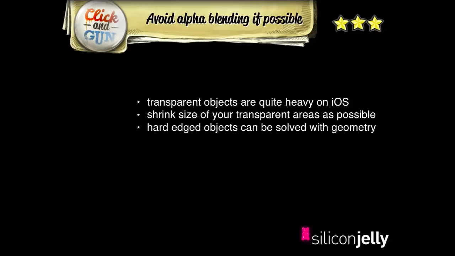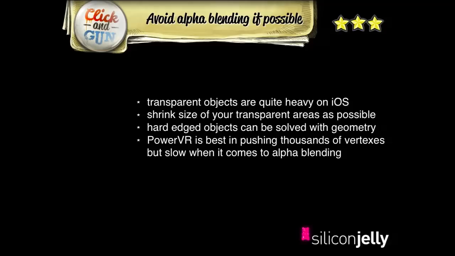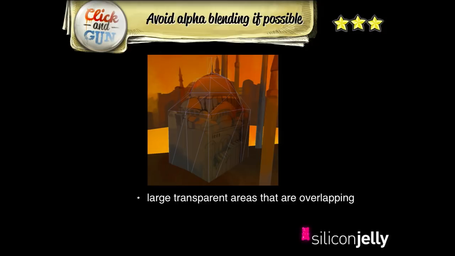When you have hard-edged objects, you can achieve the full cutout effect with only geometry and not use transparency at all, which is much cheaper, especially for PowerVR processors. PowerVR is optimized for really big data, but not for alpha blending. So this is just a thumbnail of how you can shrink the data.